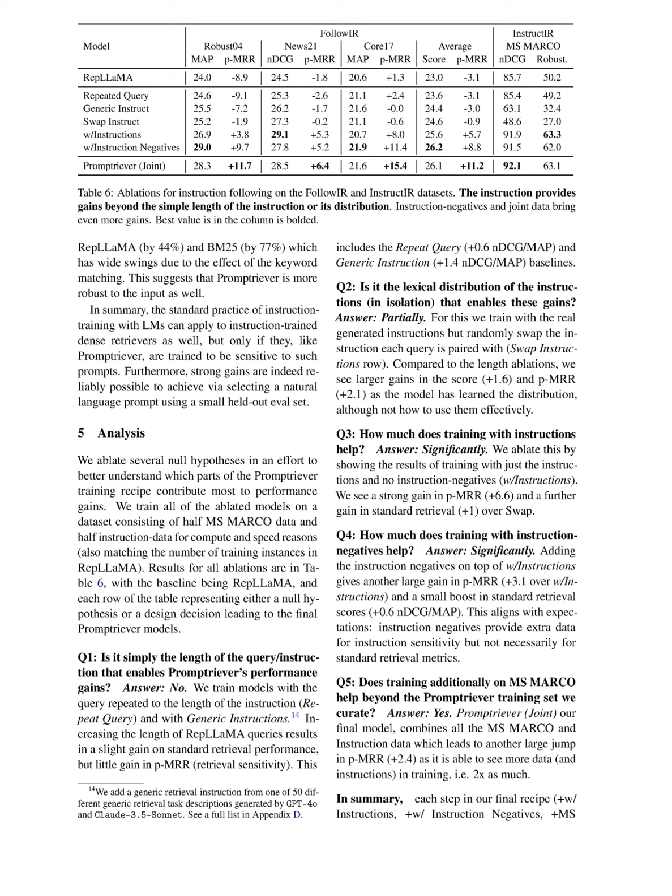Section Summary. In this section, we demonstrate that Promptriever significantly outperforms RepLLaMA in instruction following and maintains strong standard retrieval performance, achieving notable improvements in metrics like PMRR and NDCG/MAP. We also find that using carefully selected prompts enhances Promptriever's performance on out-of-domain tasks, while showing that it is more robust to prompt variations compared to RepLLaMA and BM25.